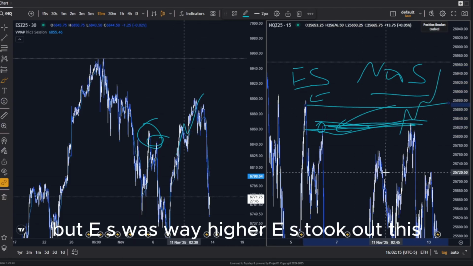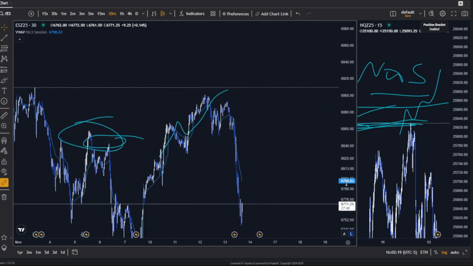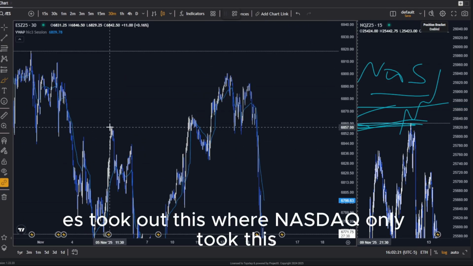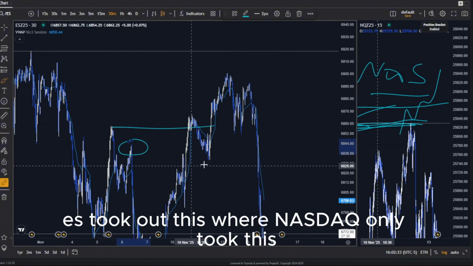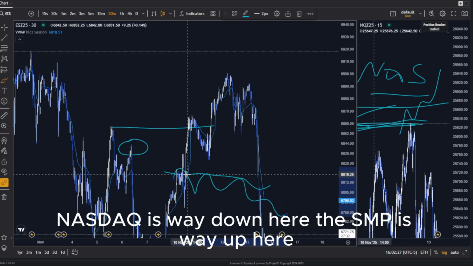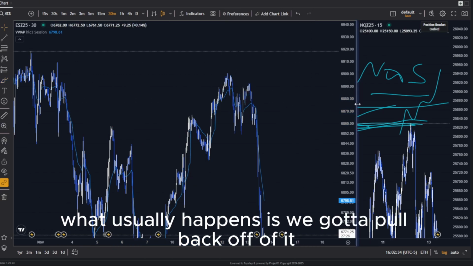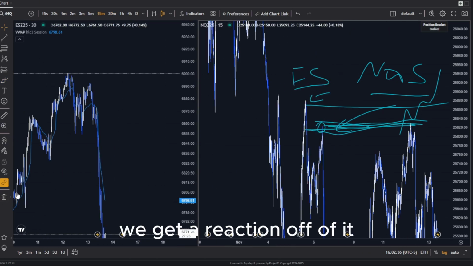ES took out this, as you can see right here. ES took out this, where Nasdaq only took this. Nasdaq was way down here, guys. Nasdaq is way down here. The S&P is way up here. What does that mean? We get an SMT. This SMT, what usually happens is we get a pullback off of it. We get a reaction off of it.